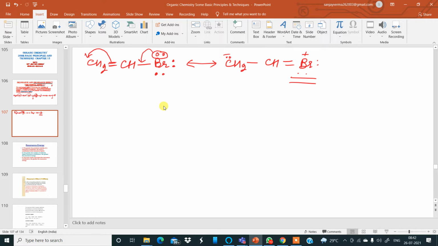Now moving further to the different types of mesomeric effect, there are basically two types. One is the positive M effect, and the other one is the negative M effect.